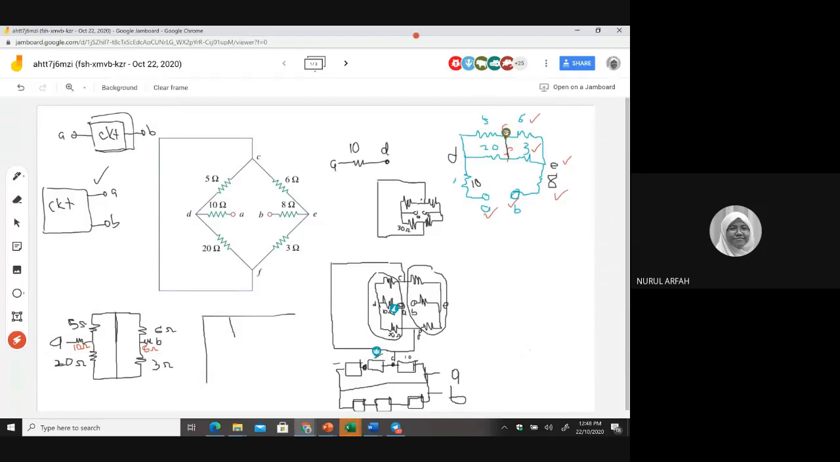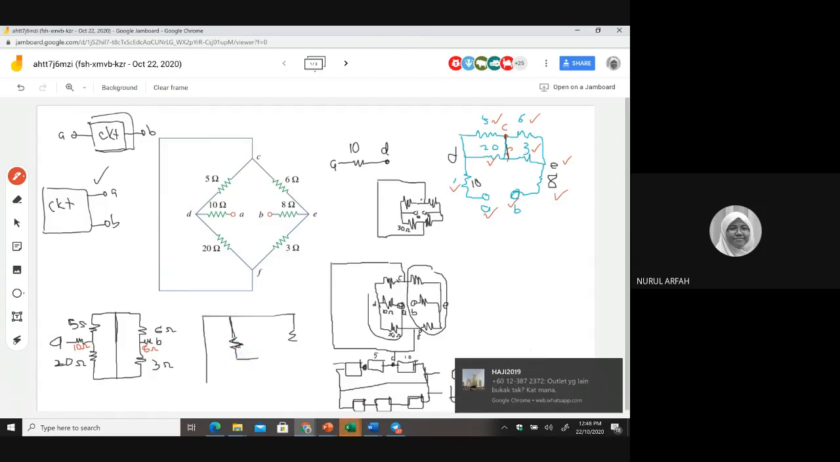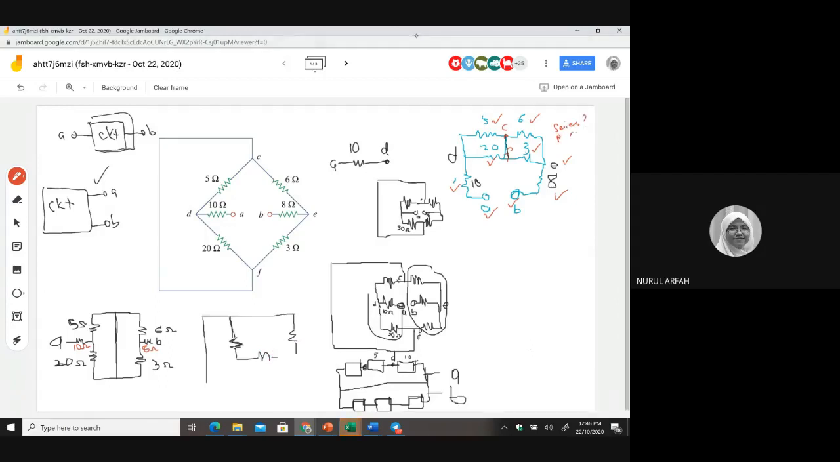Okay, good. And then 5 with 20. C connected to 6. Okay, this one correct. And F to 20. And then eventually to 10. Okay, this is correct. Can you identify which one is in series and which one is in parallel?